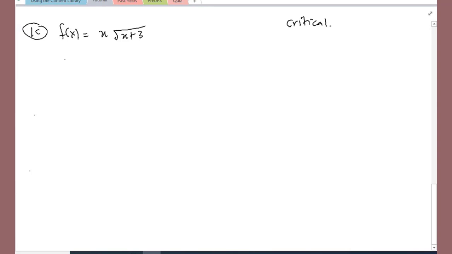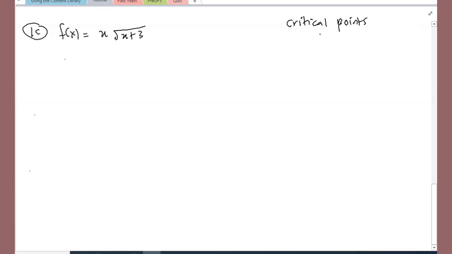Okay, 1c. For f of x times x plus 3. So now, the introduction for critical value, critical points.